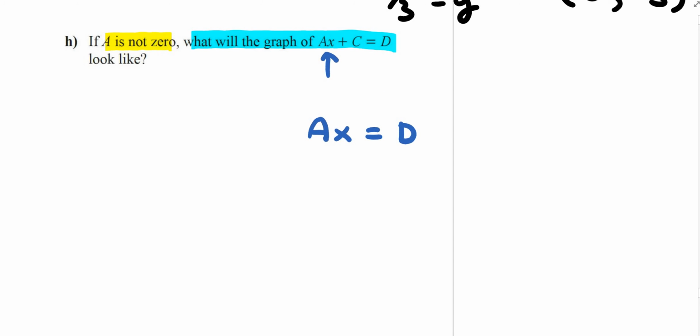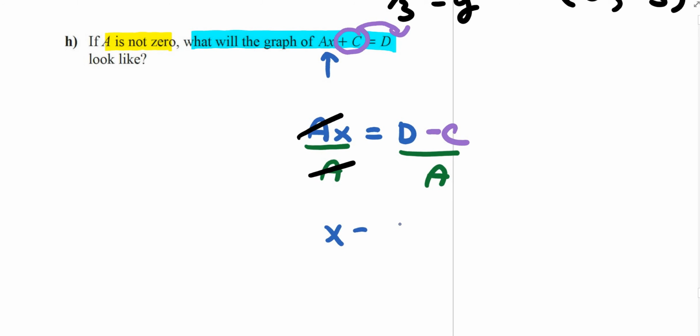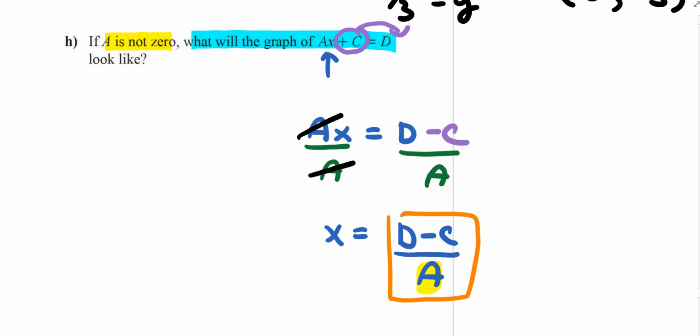If I do that, I should definitely move this positive c over, which is going to be d minus c, and then let's divide both sides by a. The a's cancel off, and I get x equals d minus c over a. The question is saying that a can't be 0, so that means the bottom part of a fraction can't be 0, which is great. But you have to understand that this whole thing is just a number.